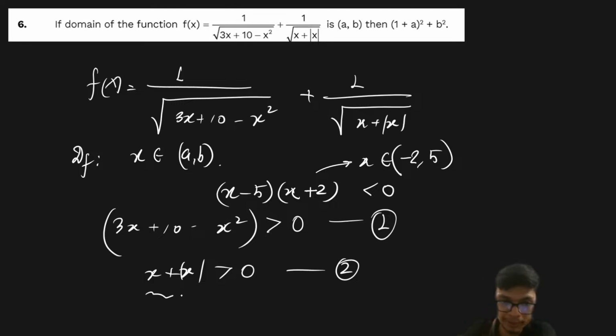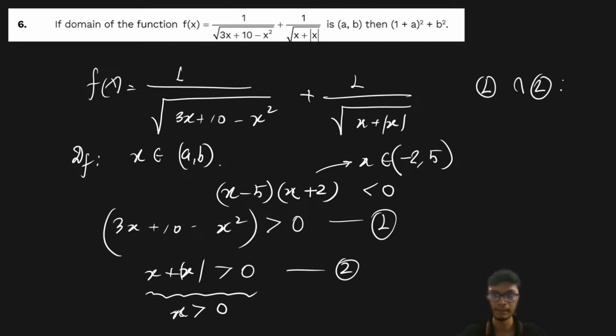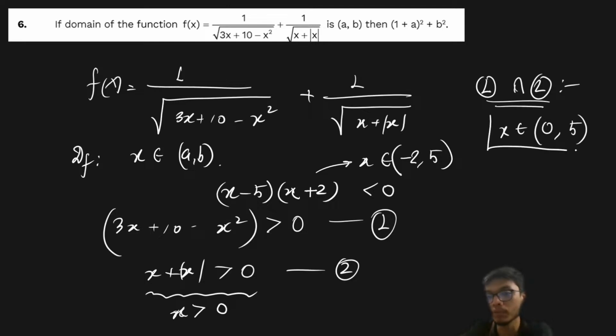Similarly, from the relation that x plus mod of x should be greater than 0, I get the solution that x should be greater than 0, right? Therefore, if I take the intersection of the first and the second condition, I get the result that x goes from 0 to 5.